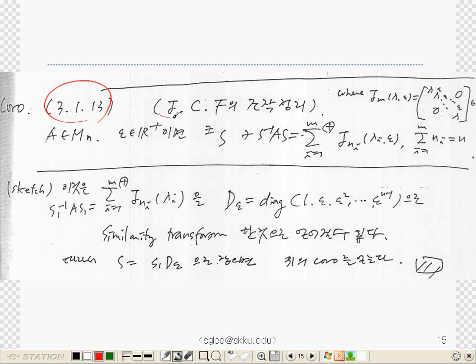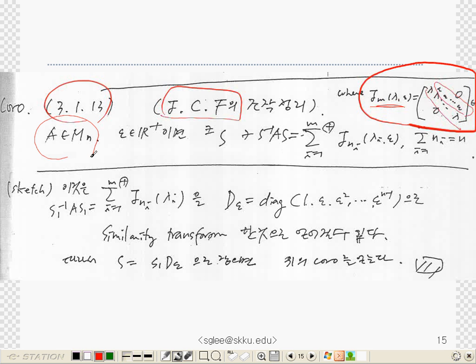Okay, next. Corollary. This is just a modification of the Jordan canonical form. When we have J_m of lambda, epsilon, where lambdas are here and epsilon is instead of 1 here, we know the notation like that. Then for an arbitrary matrix A and for any positive real number epsilon, there exists a non-singular matrix S such that S inverse A S is a direct sum of this form of block diagonal matrix. What this means is we can make the norm of that matrix smaller than what it has.